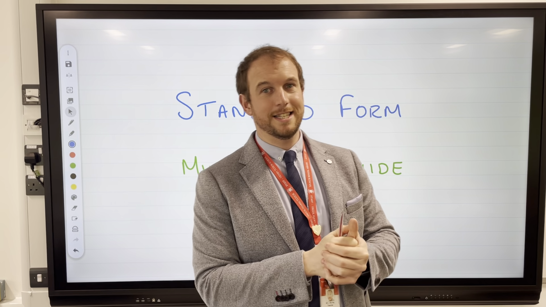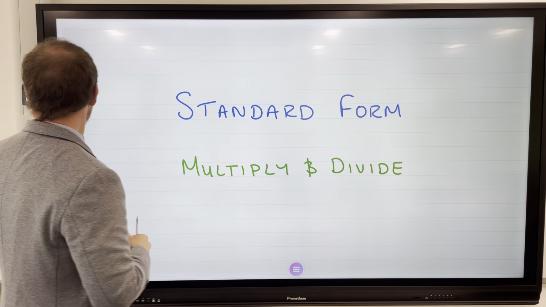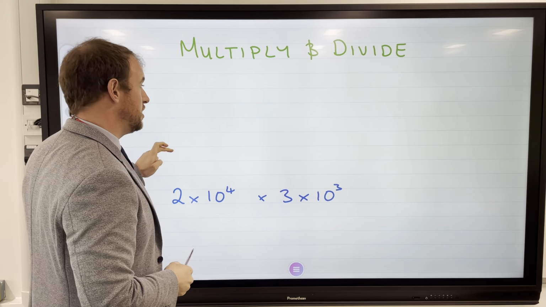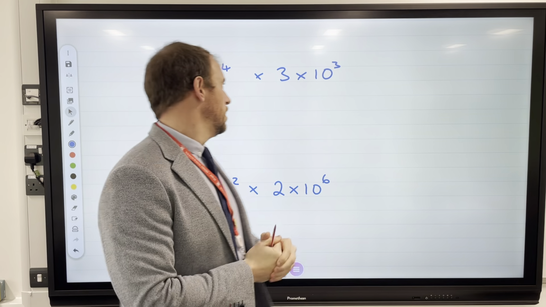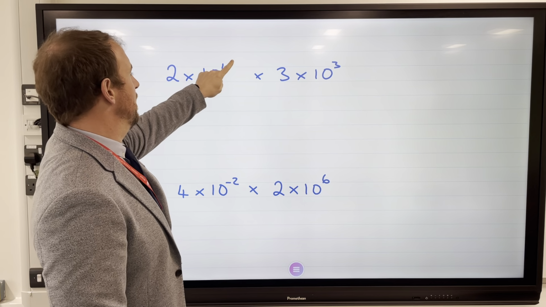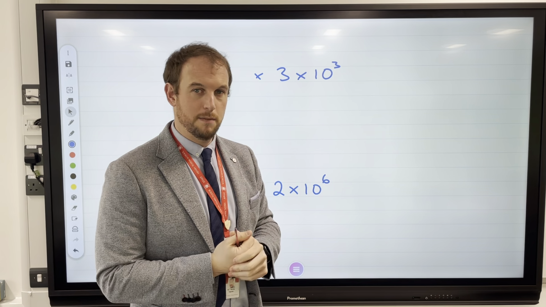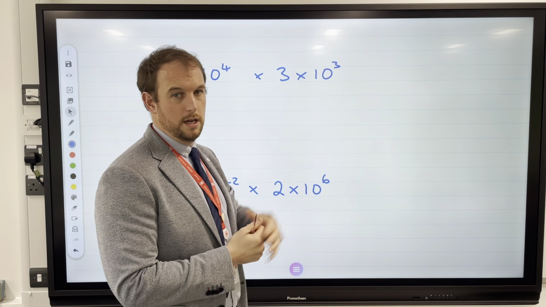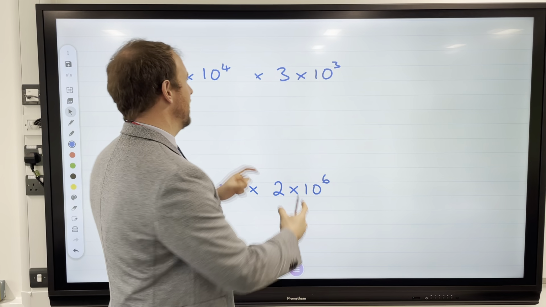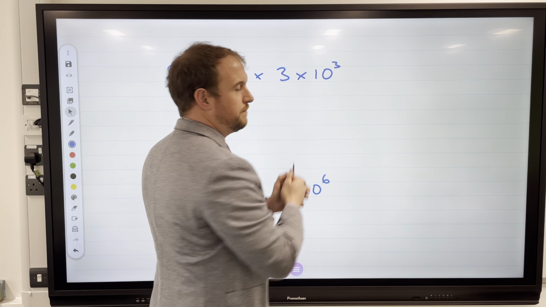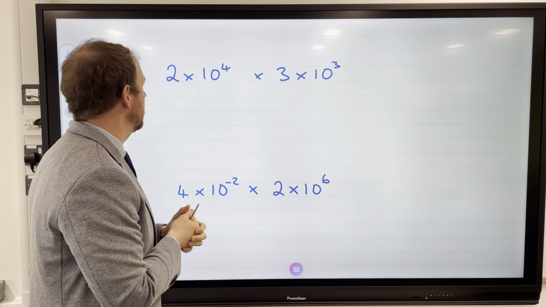Right, so we are looking at standard form, but multiplication and division. Now, maybe you've looked at adding and subtracting; believe it or not, this one's a little bit easier. So we have got 2 times 10 to the power of 4. I'm going to multiply that then by 3 times 10 to the power of 3, or 10 cubed. Some questions might have brackets around each of the standard forms. It doesn't make any difference, so please don't get confused if you see the brackets.